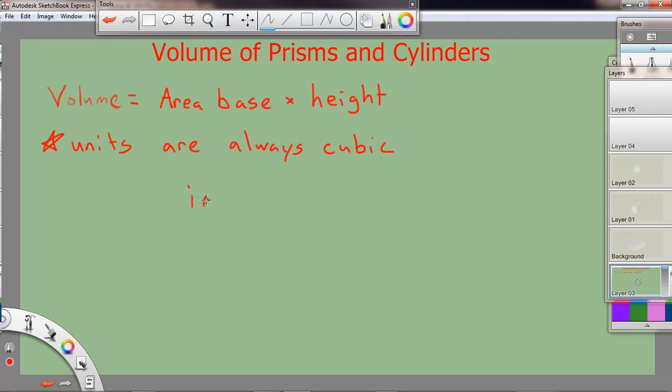So inches to the third, and we would say this as cubic inches, cubic meters, cubic feet. And you'll also sometimes see this written out, or sometimes you'll see cu. inches or cu. meters, and that's an abbreviation for cubic. So anyway, I want you to know that we measure volume in cubic units. Okay. All right, that's it for the volume of prisms and cylinders.